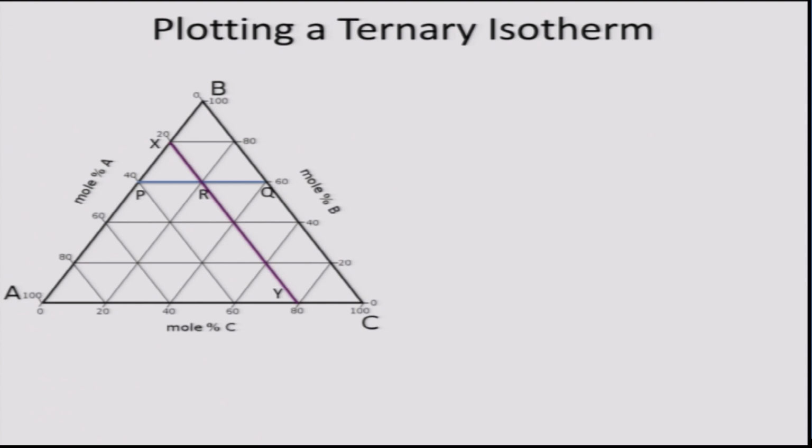Note that any line parallel to an edge represents a constant concentration line for an element which is opposite to that edge. So, for example, if we consider line PQ, it is a line on which the concentration of B is constant. More specifically, line PQ here represents a 60 mole percent B line. So, any alloy that lies on this line PQ has concentration of B as 60 mole percent.